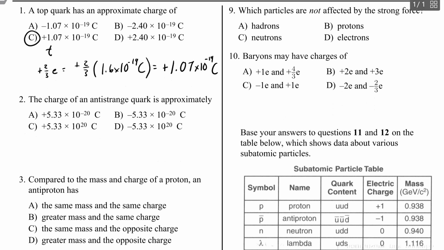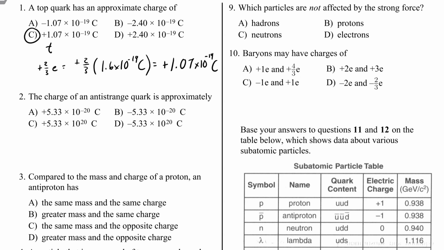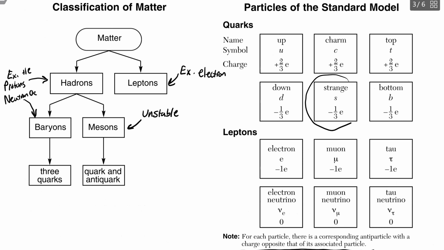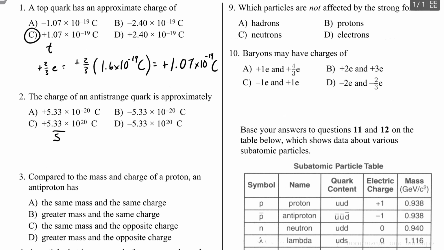All right, very good. Number 2, the charge of an anti-strange quark is approximately what? So we're talking anti-strange. Let's take a look at our table. Here's the strange quark. An anti-strange, which is the S with the line over it, would have a charge of positive 1/3 E because it's the same mass and everything. It's just that it's the opposite charge. That's what makes it an antiparticle. So we're looking at positive 1/3 times the elementary charge. And we can do the same thing. We'll write the symbol, and anti-strange is positive 1/3 E.